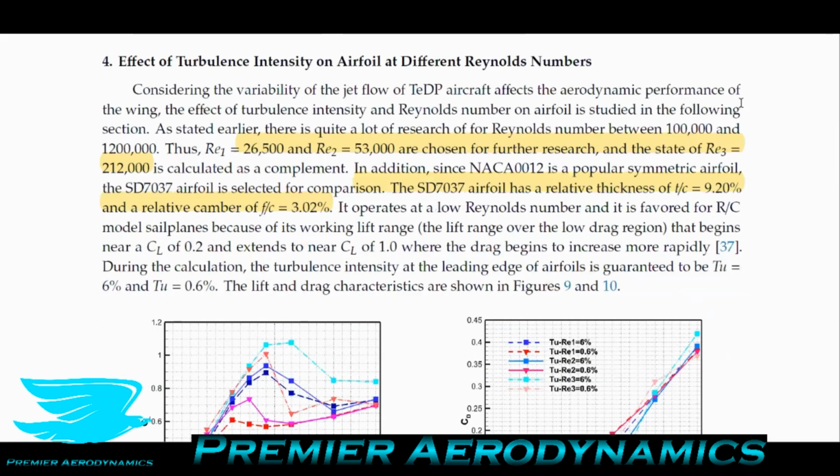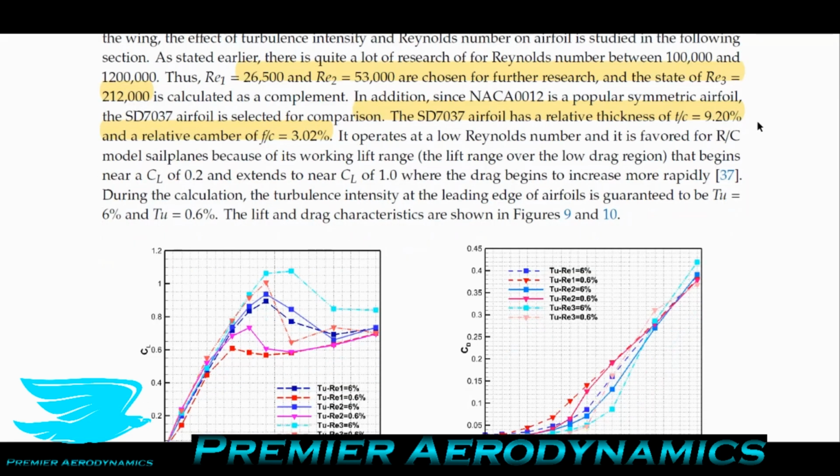So in this paper, to look at the turbulence intensity effects, they looked at 3 different Reynolds numbers and 2 different turbulence intensities. They looked at Reynolds numbers of 26,500, 53,000, and 212,000. The first one you could say is very laminar. The second one is quite laminar, and you can argue that it's getting into the transitional regime. And then the third one is between transitional and fully turbulent, depending on the turbulence intensity.